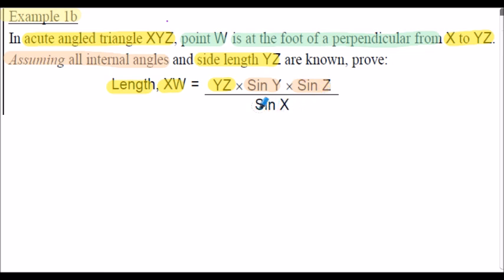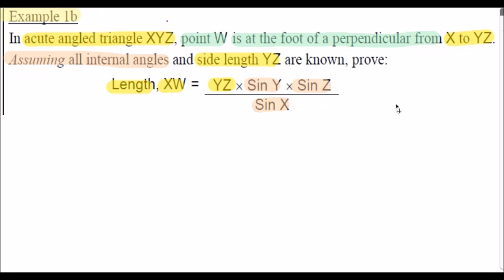The first step in the process I would encourage you to undertake is to sketch the acute angle triangle, label the angles X, Y and Z, and then add point W, which is at the foot of the perpendicular from X to YZ. Once you have your sketch, you can use the sine rule to find length XY, then basic trig, using a right angled triangle to find length XW. You then have two equations that you can use to solve simultaneously to prove length XW as shown.